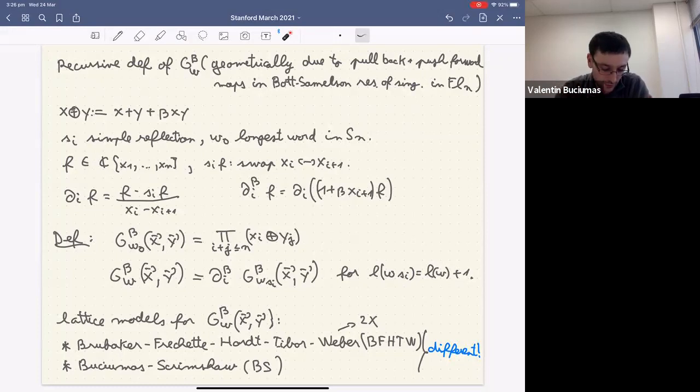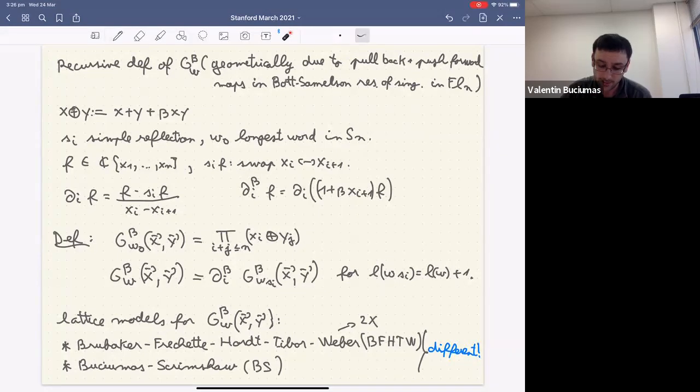Okay, so the purpose of this talk is to present two lattice models for these polynomials. And these were done independently at the same time. One of them by Brubaker, Frechette, Hardt, Tibor, Weber. And in fact, they actually have more than one. They have at least two models. And the second one was done by myself and Travis. And the first and the second models will be different, and I'll try to explain how they're different.